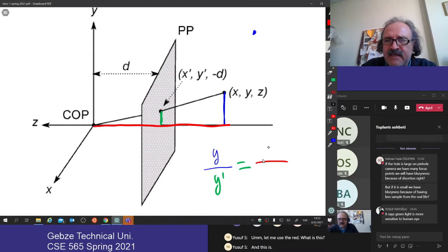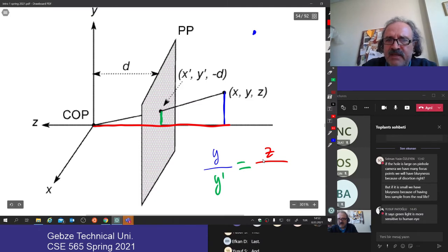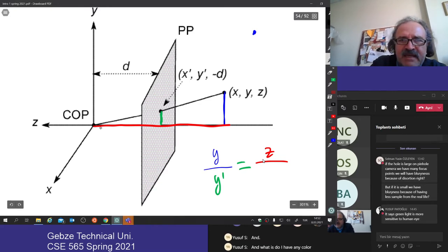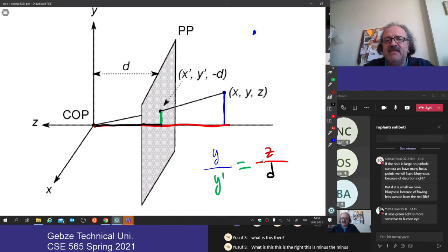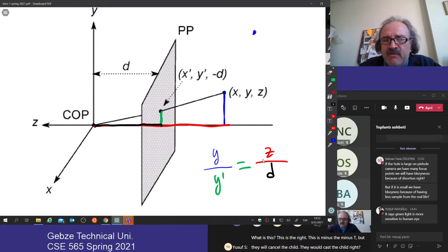And this is Z, right? Z. And what is, do I have any colors now? Let me use the black then. What is this then? This is D, right? This is minus D, but they will cancel each other out, right? So what is Y prime then? How do I get the Y prime?